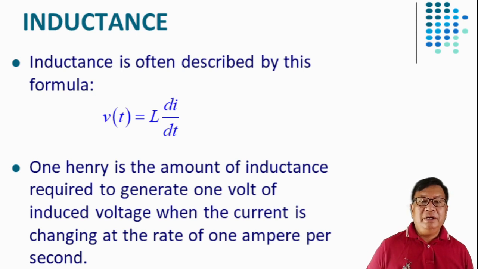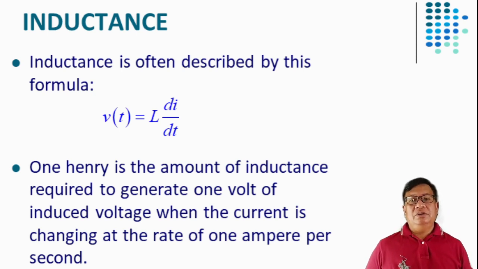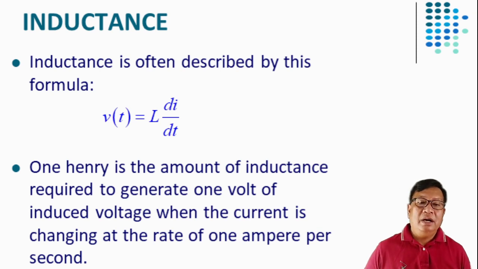So 1 Henry is our generalization of inductance. 1 Henry is the amount of inductance required to generate 1 volt of induced voltage when the current is changing at the rate of 1 ampere per second. This is the rate of change of our current per unit time. So 1 ampere per unit second or per unit time. So we need 1 Henry of inductance so that we will generate 1 volt of voltage or potential difference or EMF.